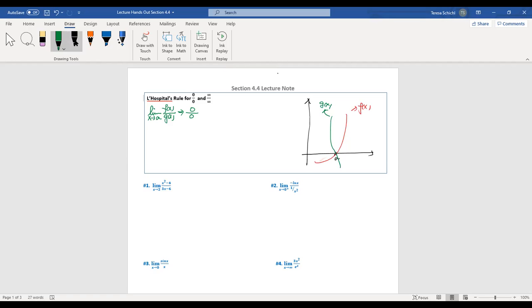When x approaches a, f of x will approach 0. In the same way, when x approaches a, g of x will approach 0. So we are going to have the 0 over 0 situation here. So what is L'Hopital's rule? L'Hopital's rule tells us, let me get a little bit better curves here, so that we'll be able to draw better.